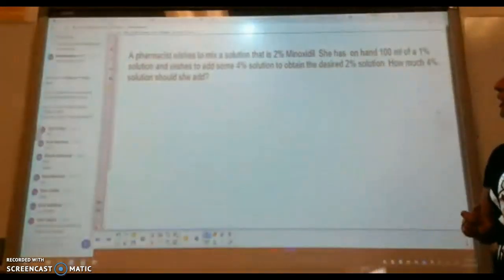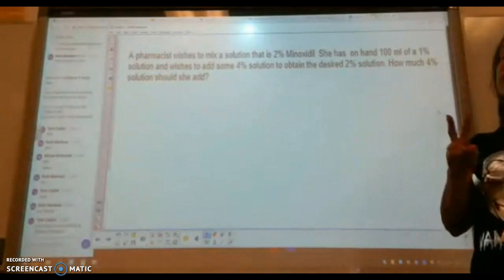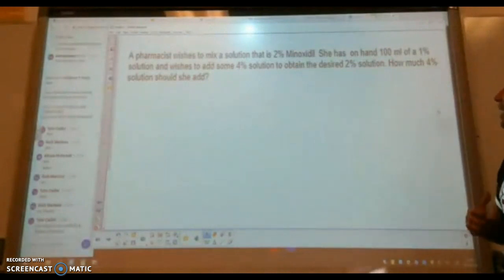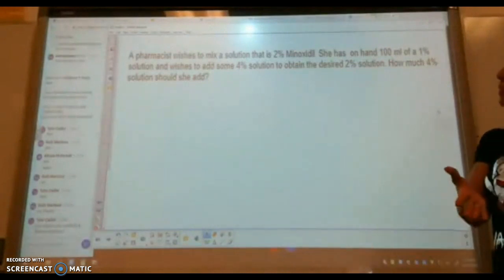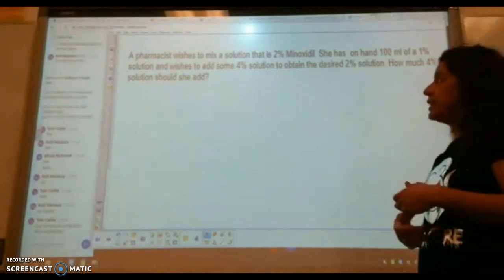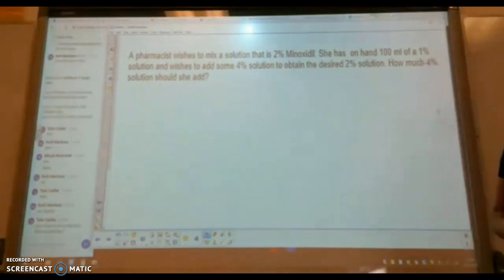wishes to mix a solution that is 2% minoxidil. She has on hand 100 milliliters of a 1% solution and wishes to add some 4% solution to obtain the desired 2% solution. How much 4% solution should she add?